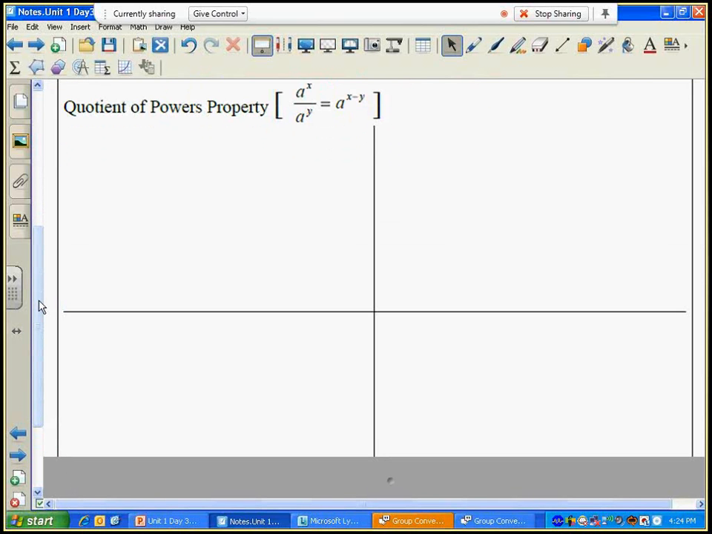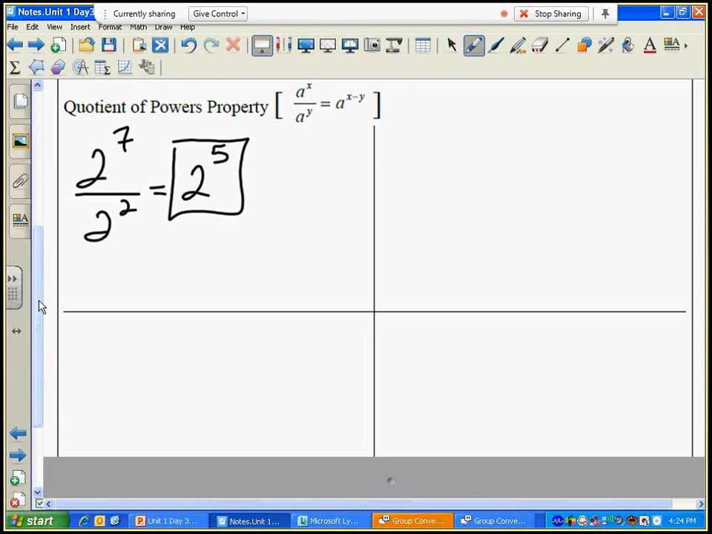First example. Let's say I have 2 to the 7th over 2 squared. Since both of these powers have the same base, 2, it means we can subtract their exponents. 7 minus 2 gives us 2 to the 5th. Next example. Let's say I have 4 squared over 4 to the 5th. Well, both of these powers have the same base, 4, which means we can subtract their exponents. So 2 minus 5. Now 2 minus 5 gives us 4 to the negative 3.